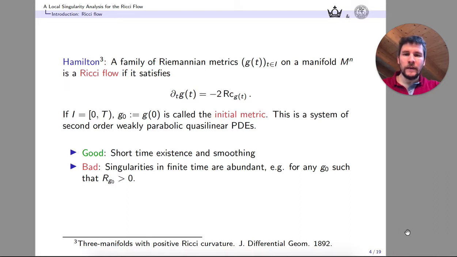But then we also have a bad property, which is that singularities in finite time are everywhere. In particular, if we start a flow that has positive scalar curvature everywhere, then we necessarily must have a singularity in finite time.